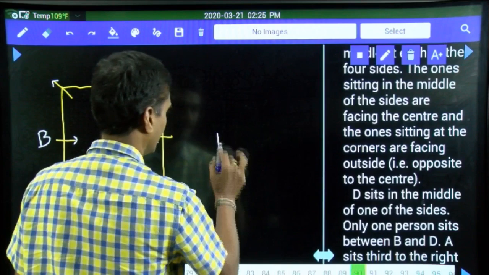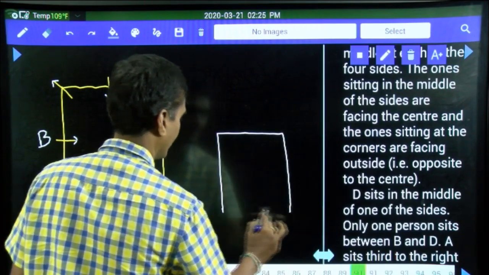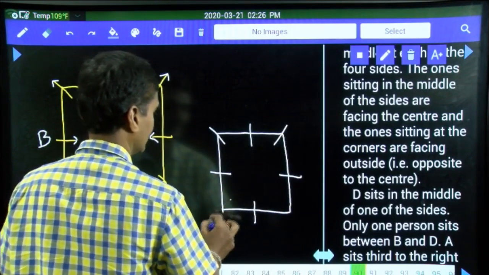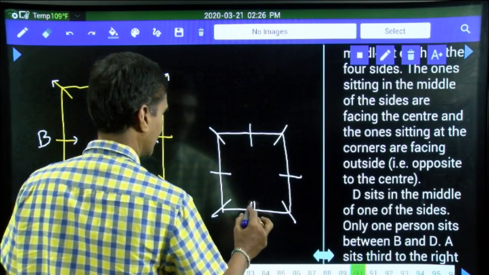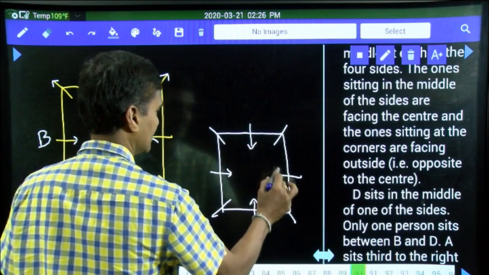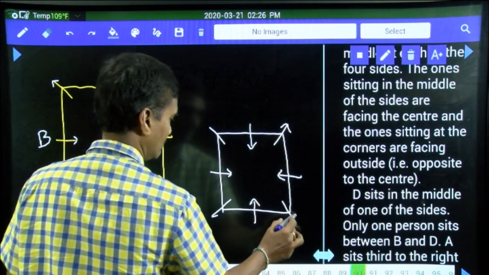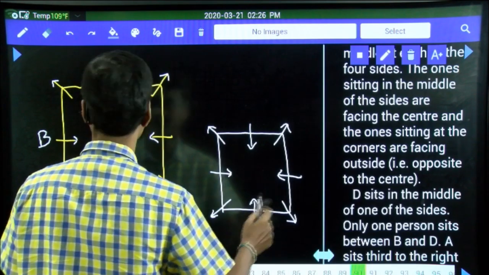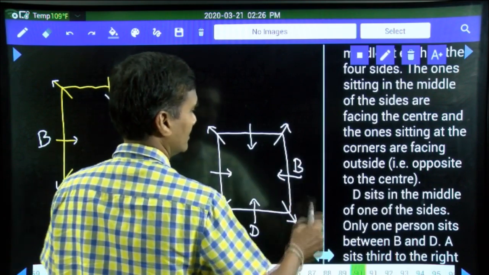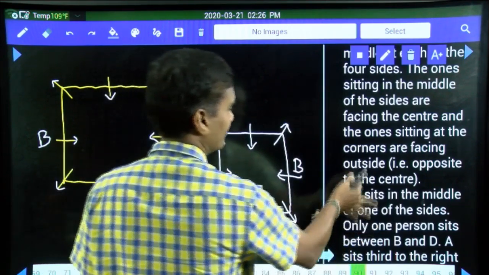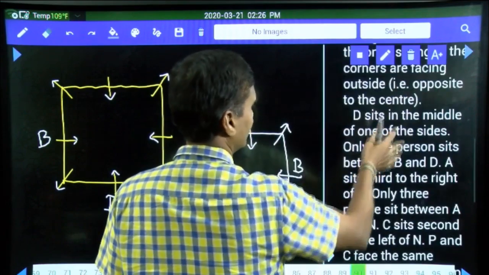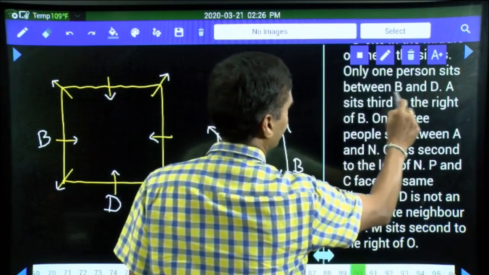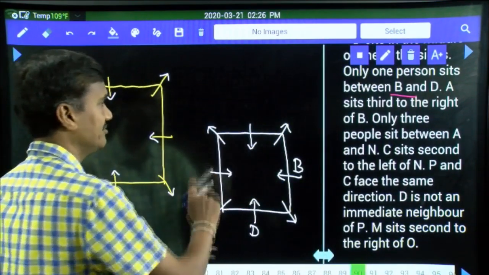Okay, now there are 2 different possibilities we have. Now, in this possibility 1 2 3 4 5 6 7 8. Now, the persons at the corners are facing away, and the persons in the middle of the sides are facing the center. Now, D is facing the center, B can be here. Clear now? D sits in one of the middle of the sides, and at the same time only one person between B and D. How many persons between B and D? There is only one person. Now, here also between B and D, one person.